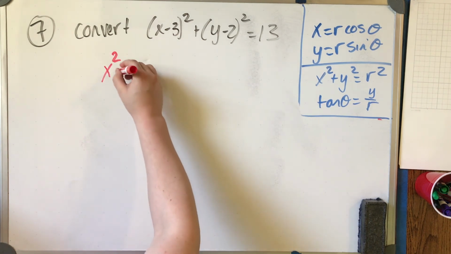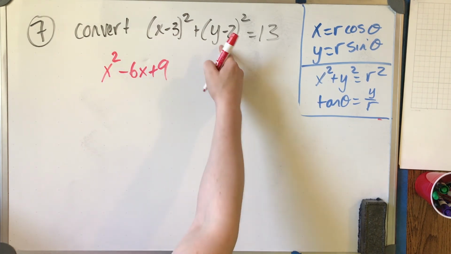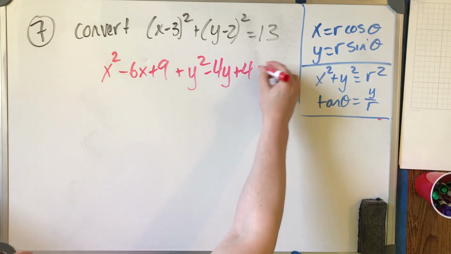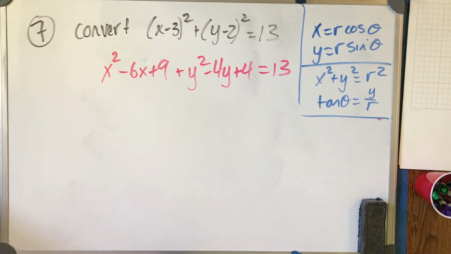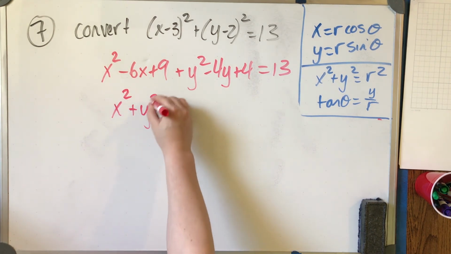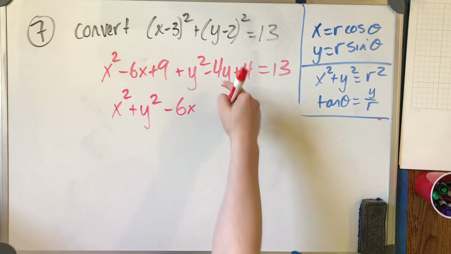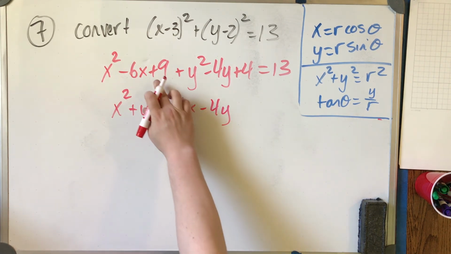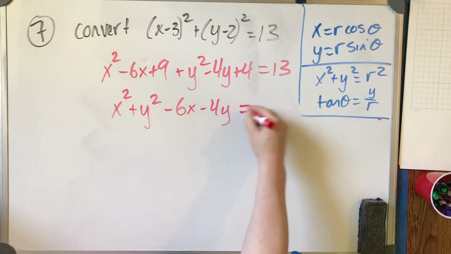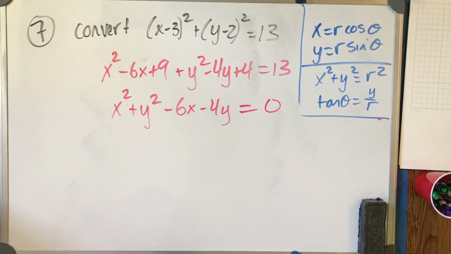This will be x squared minus 6x plus 9. This one will be y squared minus 4y plus 4 equals 13. And then I'm just going to group the squared terms together, so x squared plus y squared. Group the single x and the singleton y's together. I have a 9 plus 4, that's 13. It will end up canceling out with the 13 on the other side.